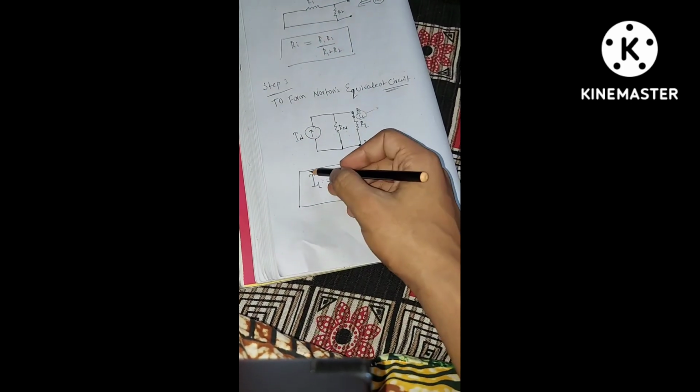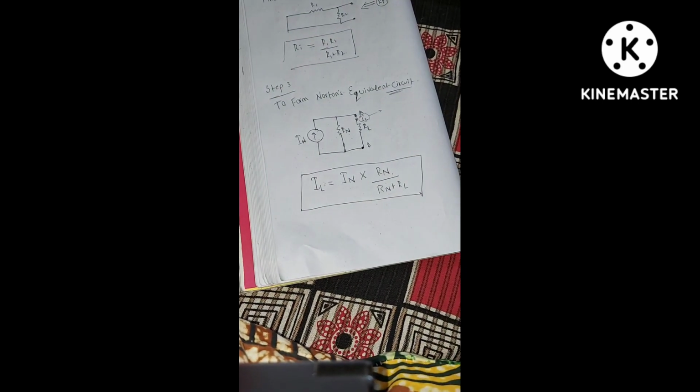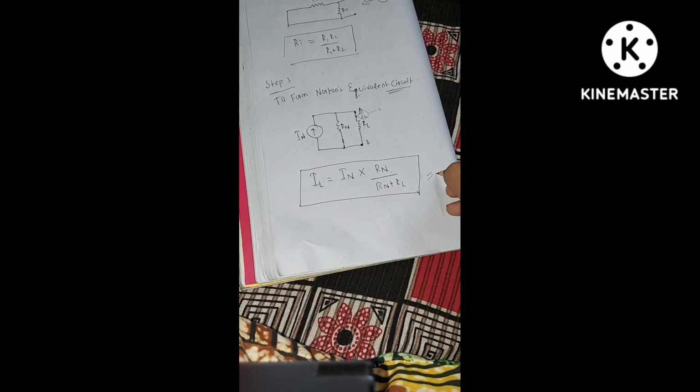This is my Norton's equivalent circuit. I am getting this equivalent current from here. That's all. These 3 steps and you'll get 5 marks.